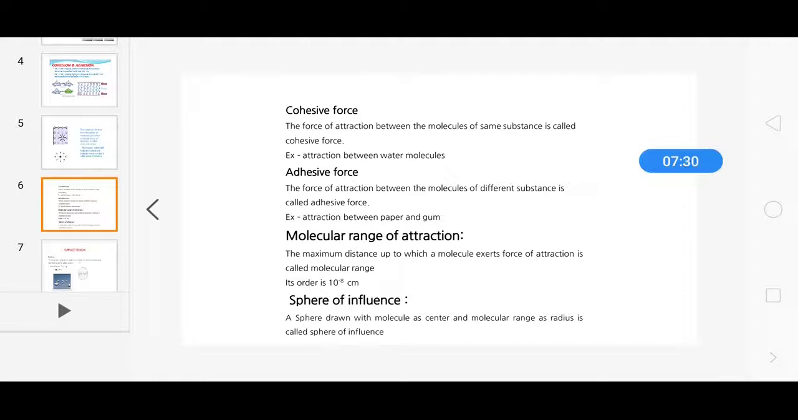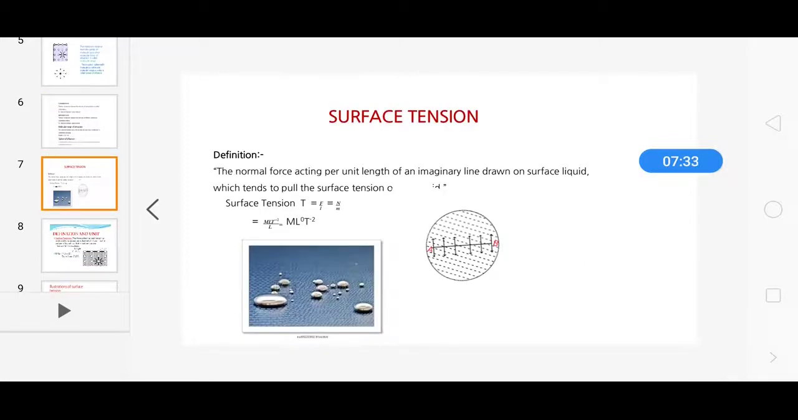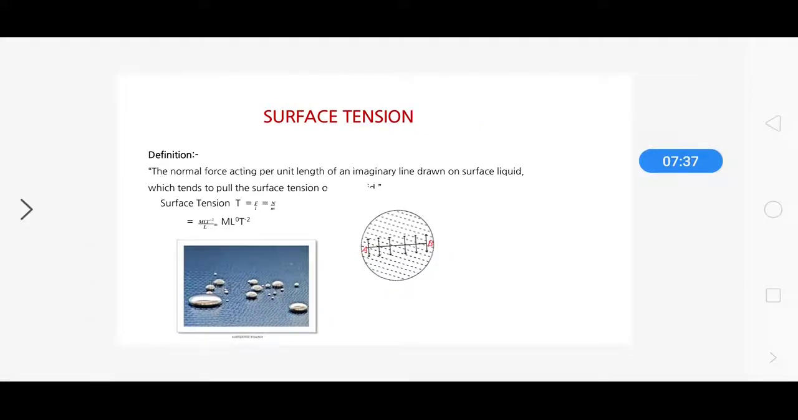in the next slides. Okay, next the surface tension. So what is meant by the property exhibited by the liquids? That is called the surface tension. So surface tension is nothing but a normal force acting per unit length of an imaginary line drawn on the surface of the liquid. So first of all imagine a liquid surface, then the normal force acting per unit length of an imaginary line drawn on the surface of the liquid. Just draw an imaginary line over the surface of the liquid.